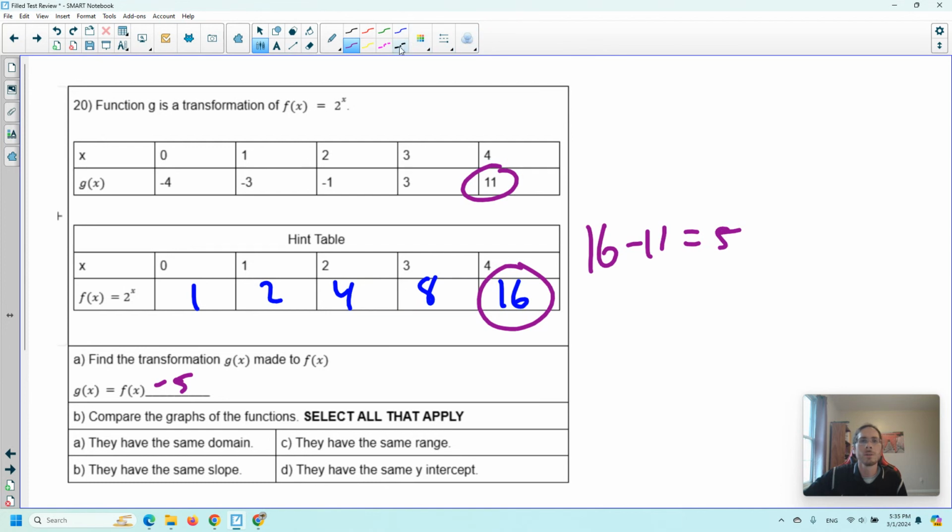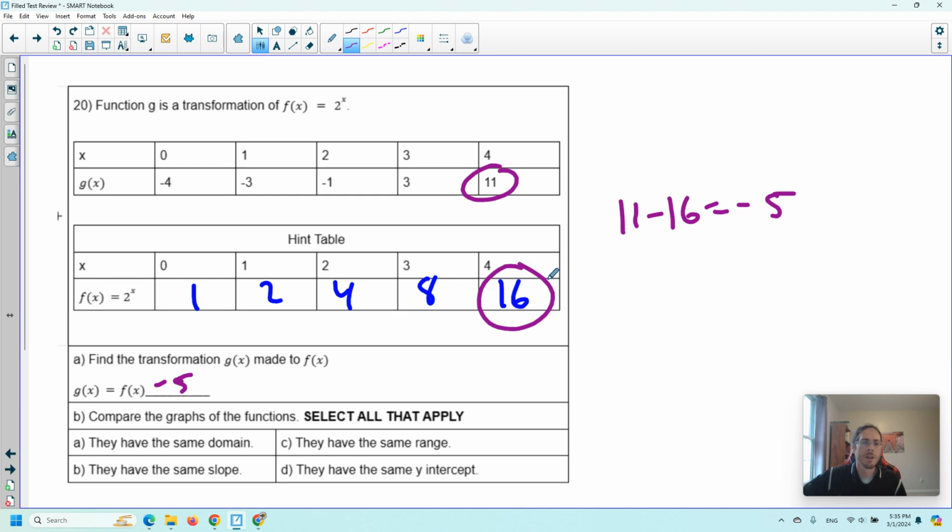So I guess I want to do this the other way to make it a little bit easier on us. Because we want to go 11 minus 16 is negative 5. So if I take whatever answers I have for f, if I just do minus 5, I'll get the answers for g. And that's it. So that's kind of the idea.